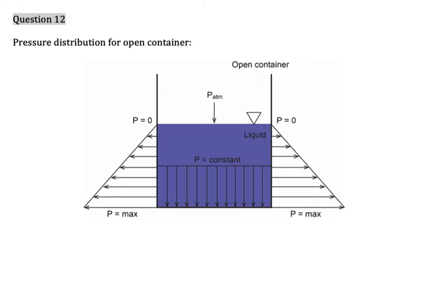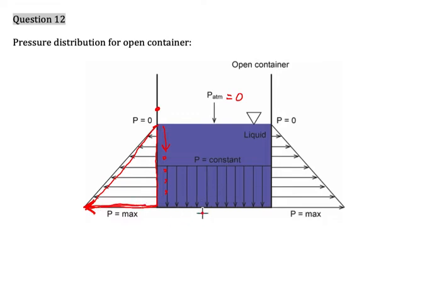For the open container, we take atmospheric pressure to be equal to 0. So the pressure here is equal to 0, which means the force will also be equal to 0. And then as the depth becomes bigger and bigger, the pressure will become bigger and bigger. At the same time, the force will become bigger and bigger. So we could draw the force distribution like this one. It will become a triangle, with the bottom arrow being the largest arrow in the distribution.